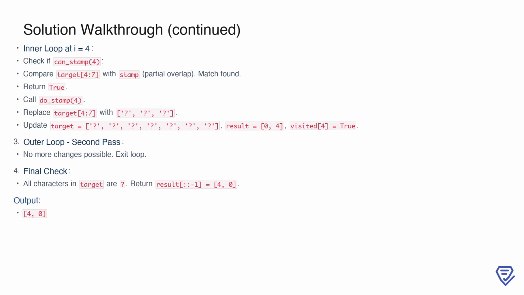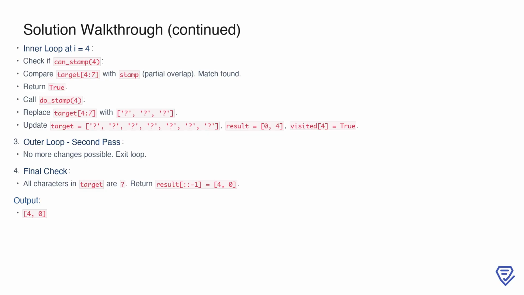When we reach I equals 4, we perform another check with can_stamp. This time, the substring from index 4 to 7 partially overlaps with the previous stamp but still matches the stamp completely. We apply the stamp again, replacing the corresponding portion of the target with question marks. The target now becomes question mark, indicating that the entire target has been stamped. We update the result list to include index 4 and mark visited 4 as true.